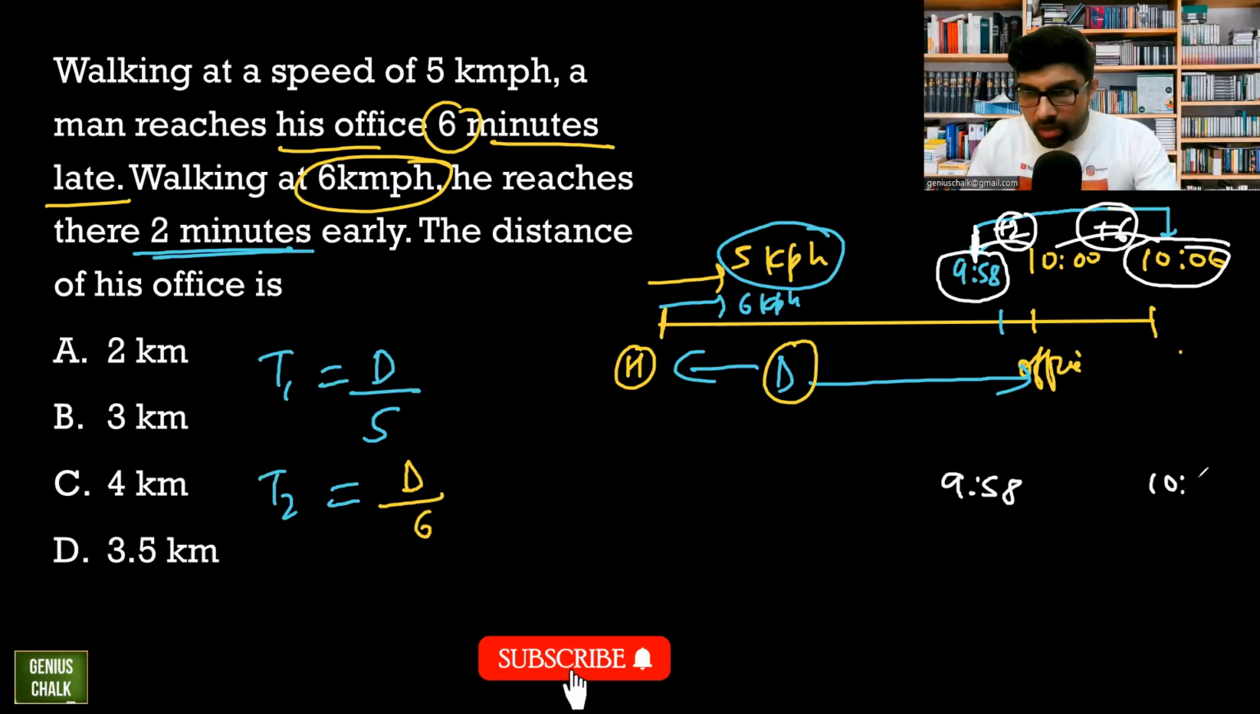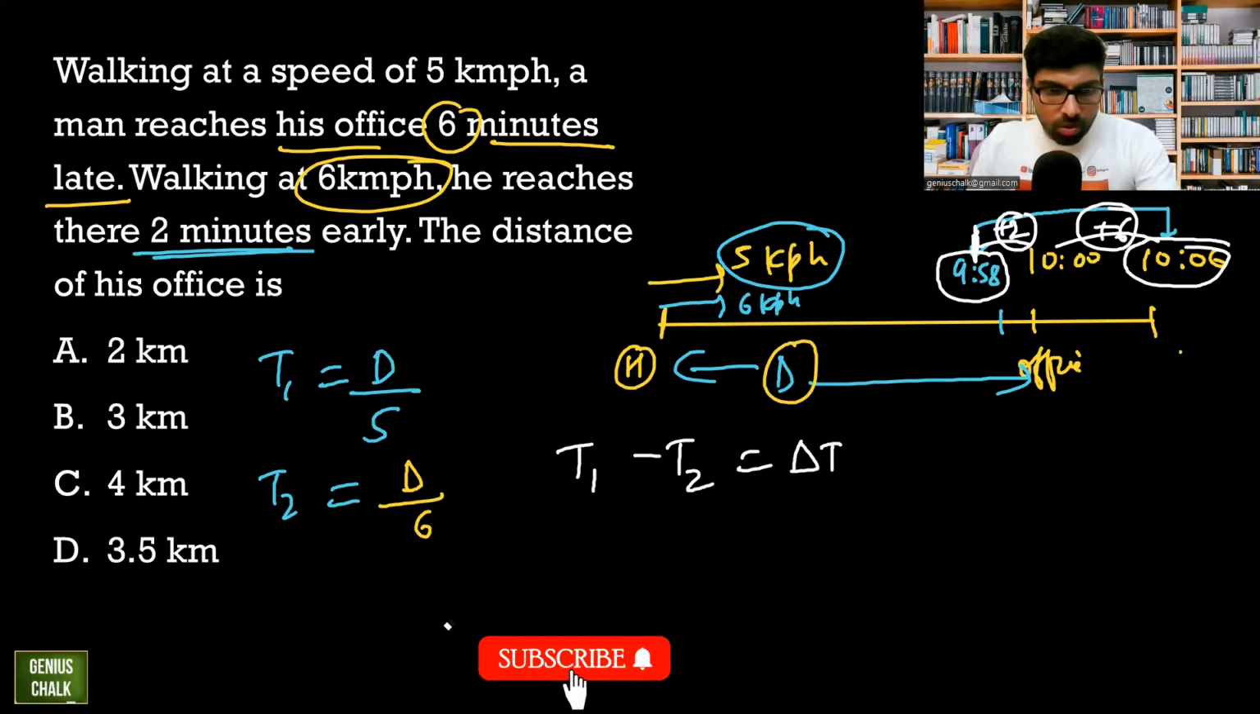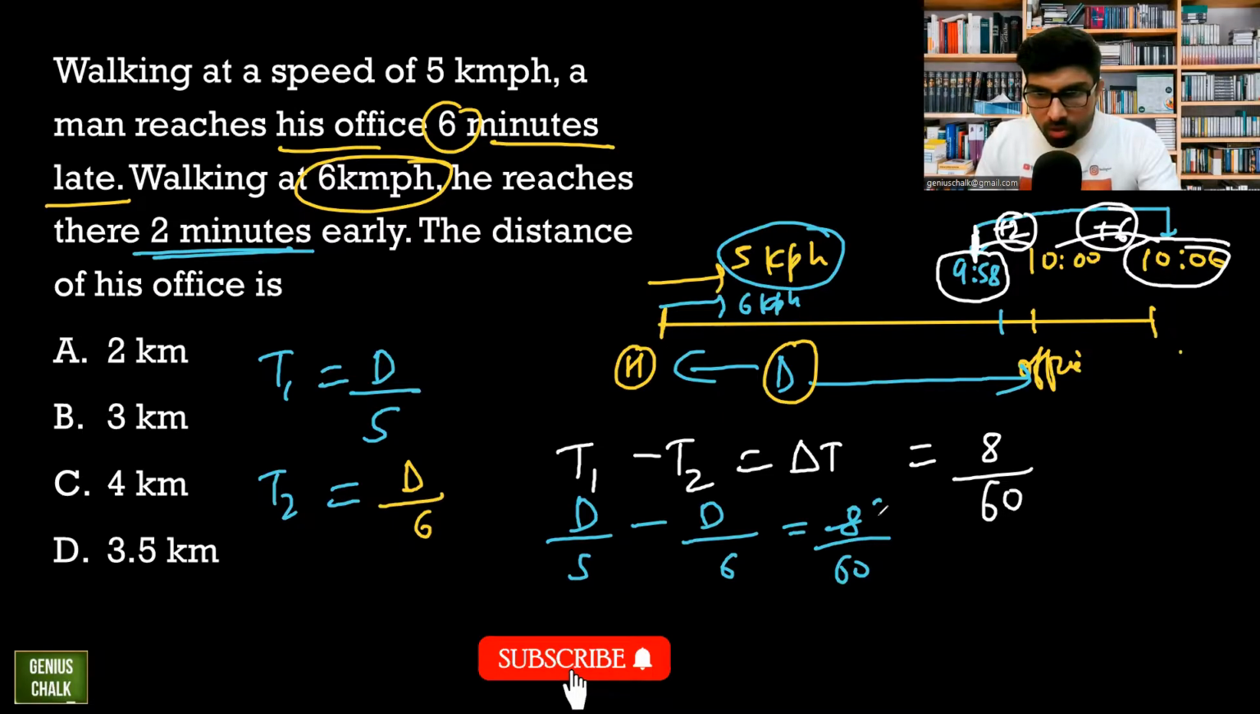From 9:58 to 10:06, what is the time gap? This is 8 minutes. So you can write that T1 minus T2 is equal to the change in time, and that change in time is 8 minutes. 8 minutes you can write as 8 by 60 hours. So just put the values here now. D by 5 minus D by 6 equals 8 by 60. 4 2s are 8, 4 15s are 60. You can solve it now. You can even use the options also. There is no issue. So we have to get 2 by 15.